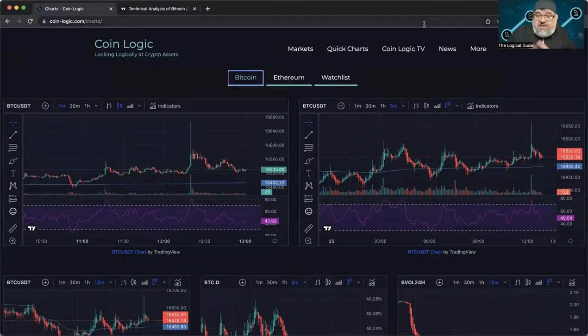Not financial advice, kids, just a dude trying to learn how to trade these markets right along with the rest of you. I just built myself a cool little tool, so you're free to use this as well.